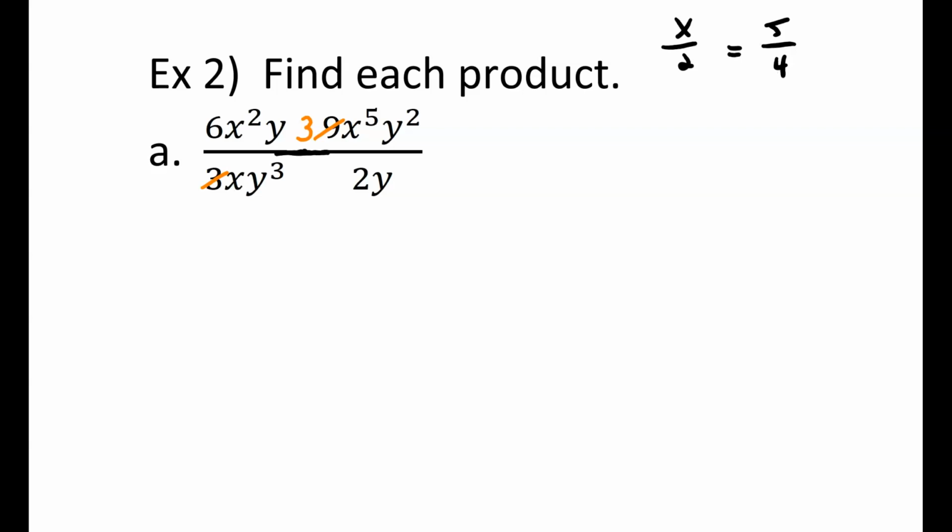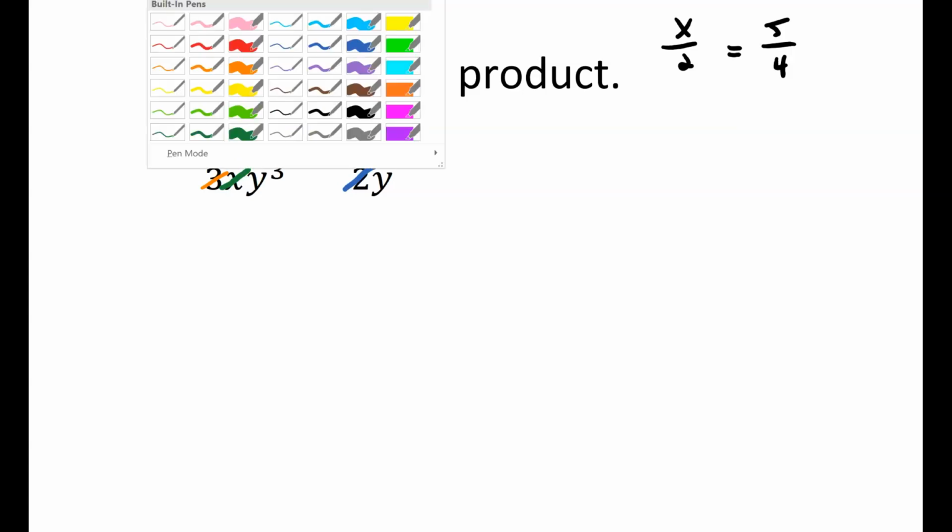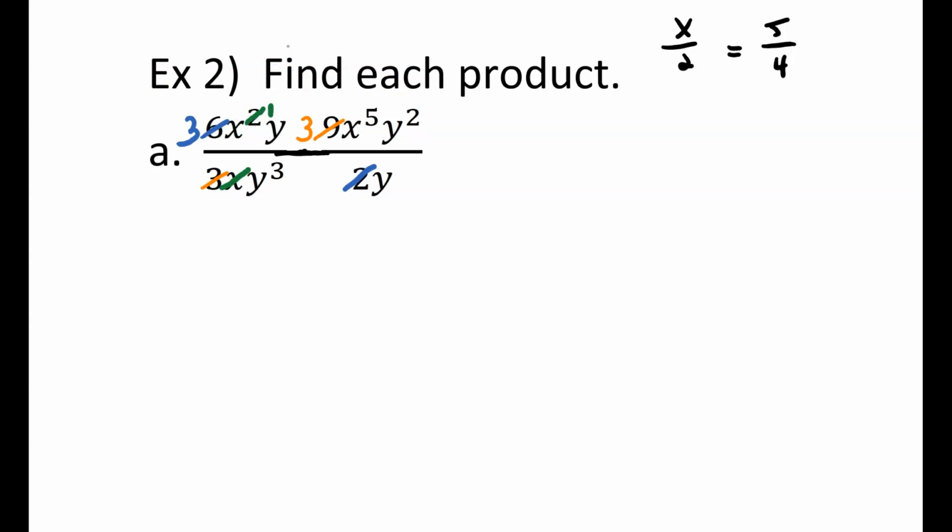Alrighty. Again, I want to keep simplifying. I also see that I have a 6 and a 2, which means 2 goes into 6 how many times? 3 times. All right. I'm going to keep going here. I see over here I have an x in my denominator and an x squared in the numerator, so I'm going to divide one of those out. That's going to leave me with an x to the first here. And I also see that I have a single y here and a single y here, so I'm going to divide that out.